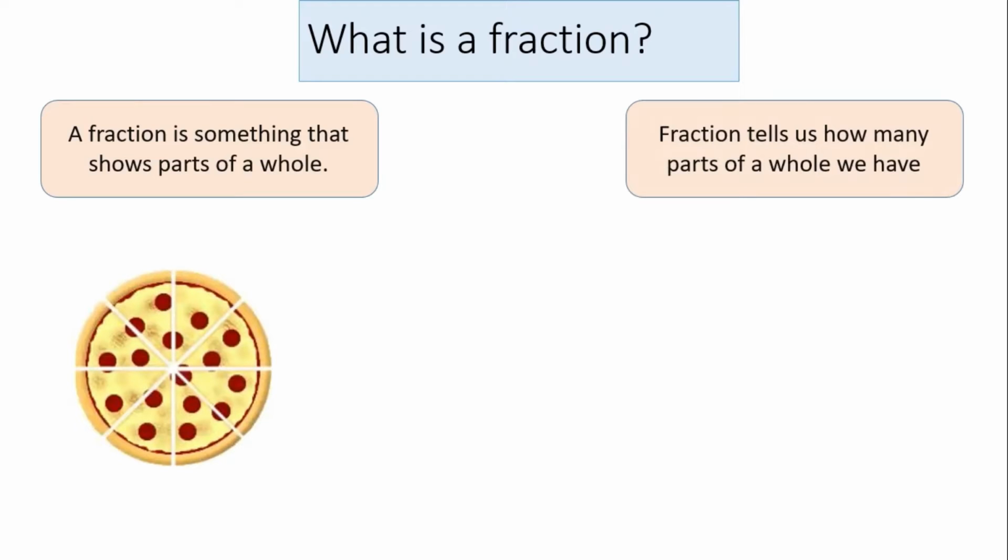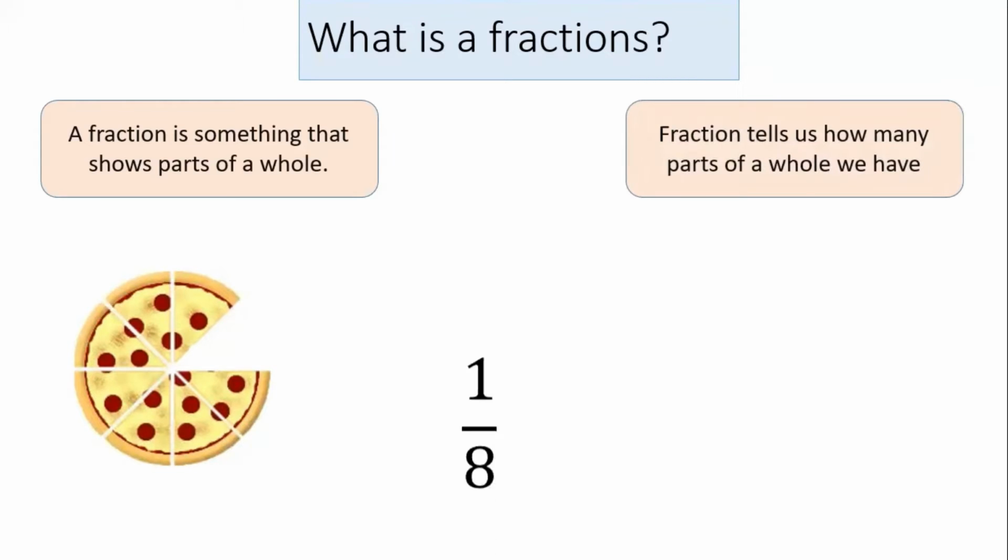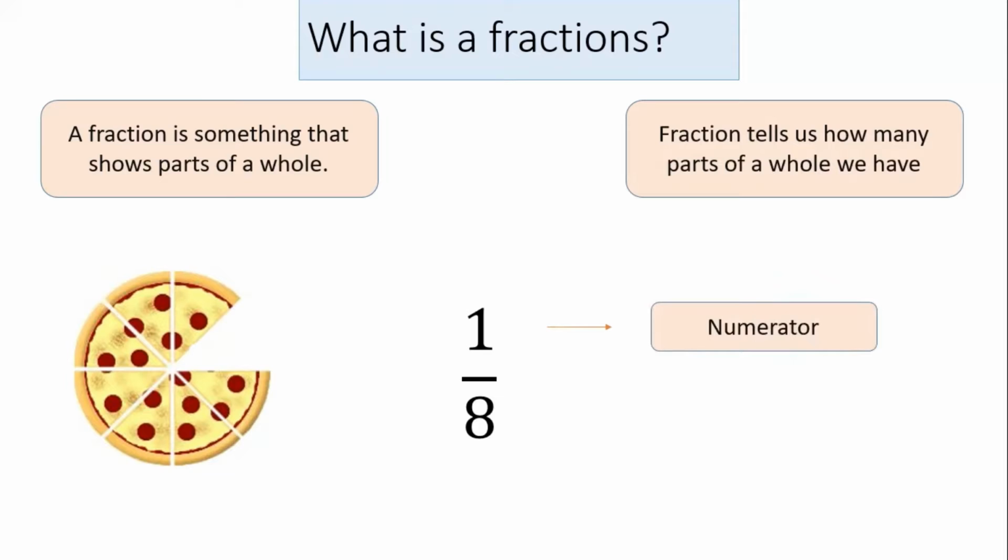For example, we have a pizza that is divided into 8 slices. What if we eat one slice of pizza? What fraction do we get from this? We get 1/8, because we take one slice of pizza and the total number of slices is 8. That's why we have 1/8. The 1 is called the numerator, that's the upper number, and the 8 is called the denominator. The numerator is the number that we take, and the denominator is the whole number of slices of pizza.